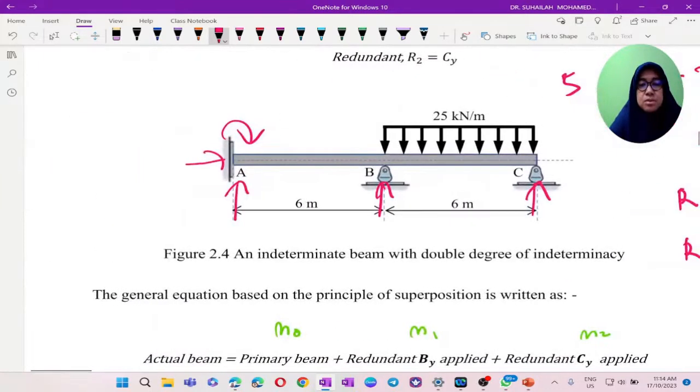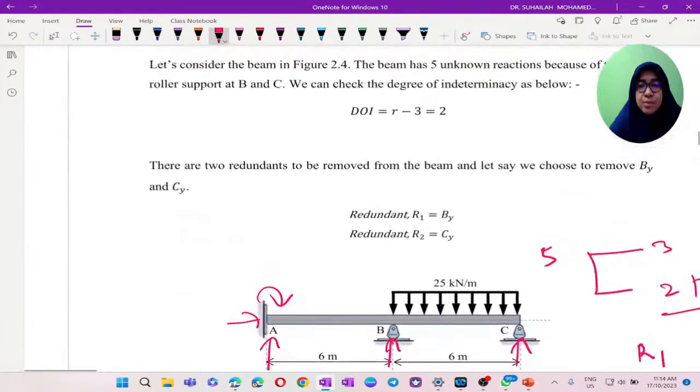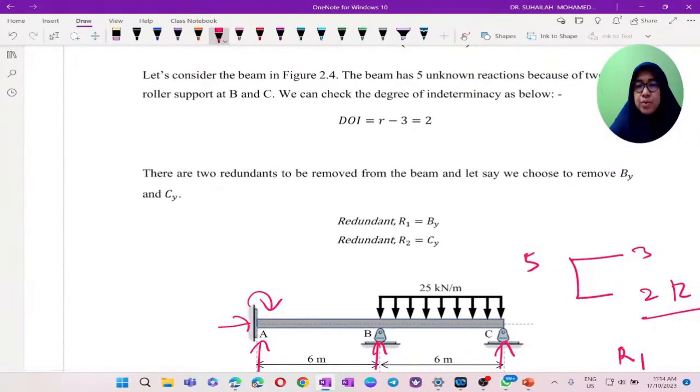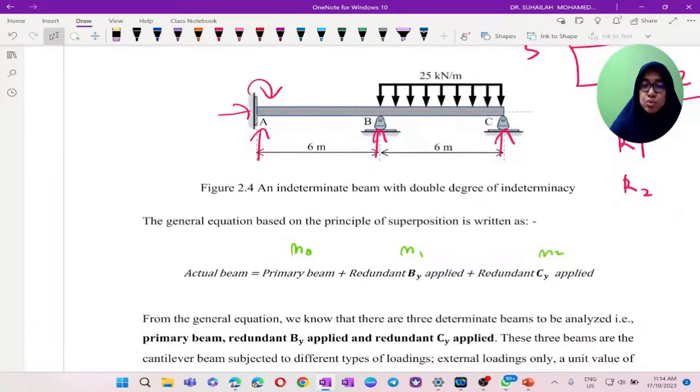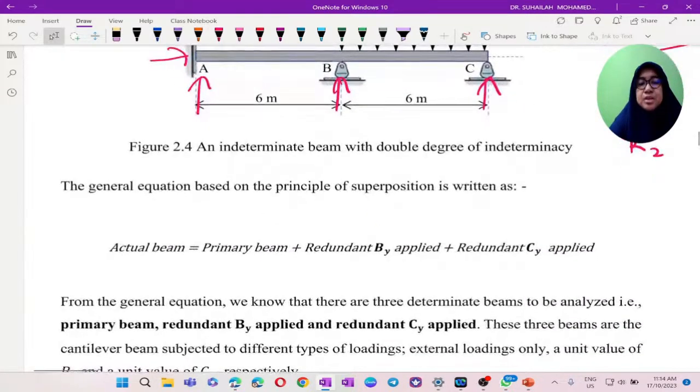Okay. So again, when we want to derive the compatibility equation, we will be based on the principle of superposition. And for the principle of superposition, it starts from actual beam equal to primary beam plus redundant 1 plus redundant 2. Okay, it is actual beam is equal to primary beam plus redundant 1 plus redundant 2.